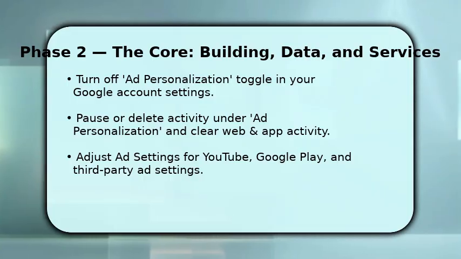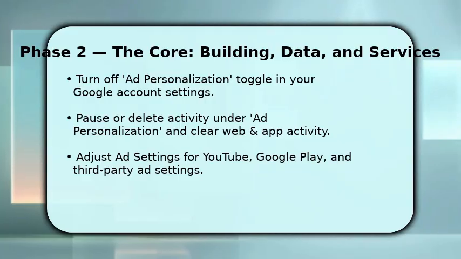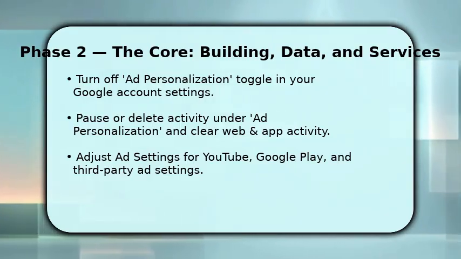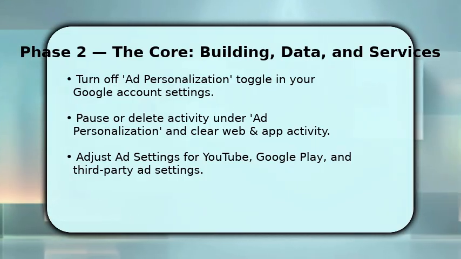Make sure to check YouTube and Google Play settings separately because they can retain preferences. Also, in ad settings, look for ad topics and turn them off or remove interest categories. This reduces profile-based ads while allowing generic, non-personalized ads to continue.